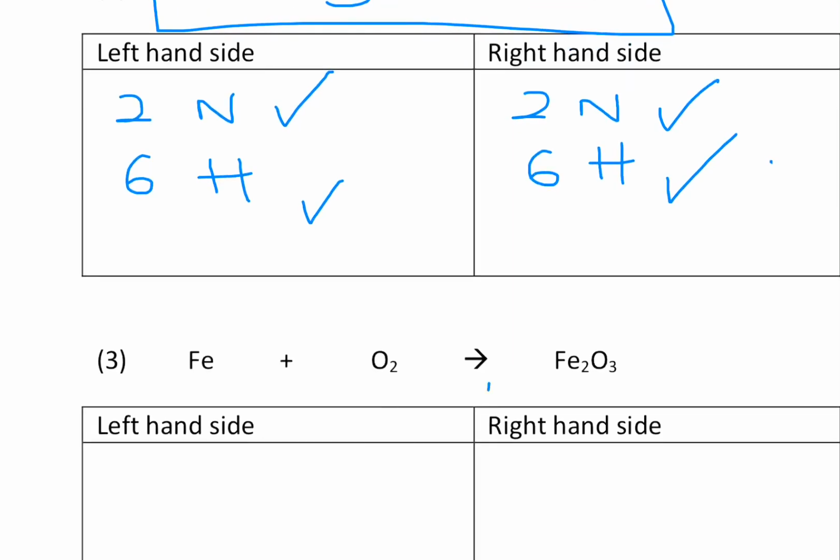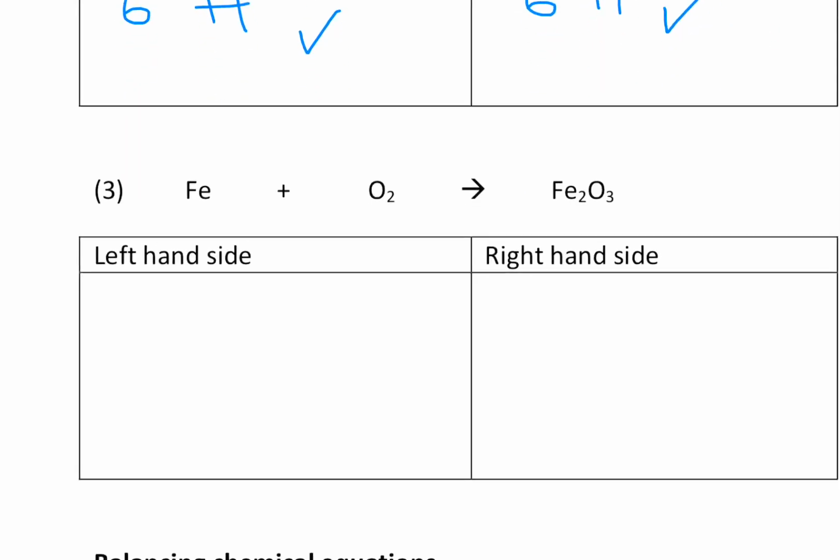Let's see the next example now. So let's count. So iron. Now you see here, iron is just Fe. It's not Fe2 because iron does not exist as molecules of iron. It just exists as atoms of iron. So this is why it's not Fe2. Fe2 actually does not exist.